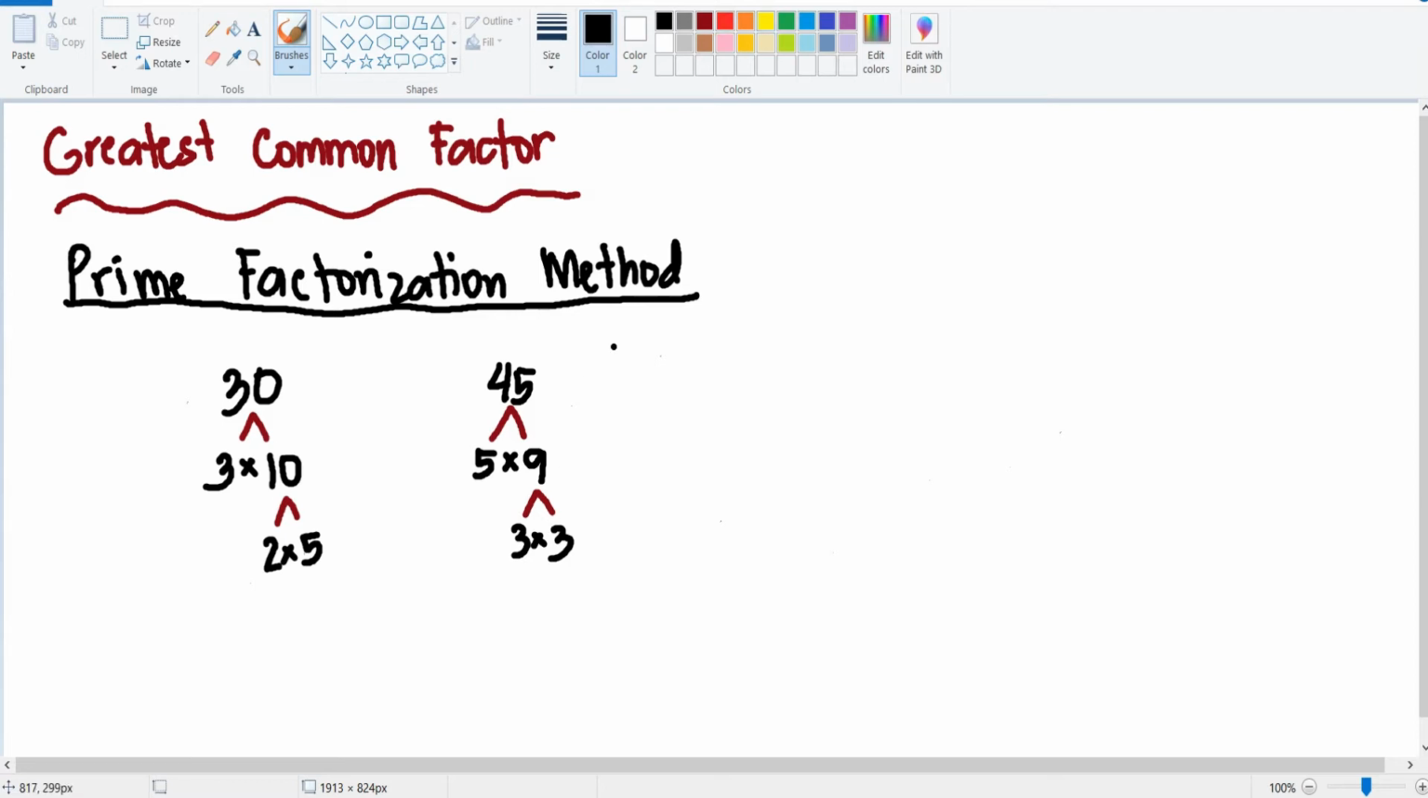Now next, let us list down all their prime numbers. Let's start with 30. We have the 3, the 2, and the 5. So those are the prime numbers of 30. So 3 times 2, we can use the x as multiplication or the dot between. So 3 times 2 times 5, and then the 45 is 5, 3, and 3. So we have 3 times 3 times 5.